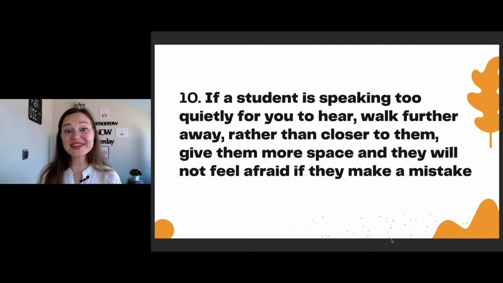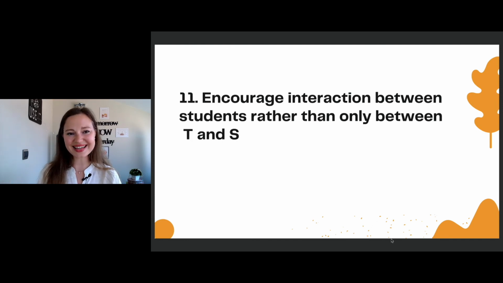Tip number 10, if a student is speaking too quietly for you to hear, walk further away rather than closer to them. Give them more space, and they will not feel afraid if they make a mistake while working in pairs or in groups. Sometimes when the teacher is behind, it may frustrate the students. Not to let it happen, just give them some more space, and you will see that their interaction will be more natural and effective. And finally, encourage interaction between students rather than only between teachers and students.